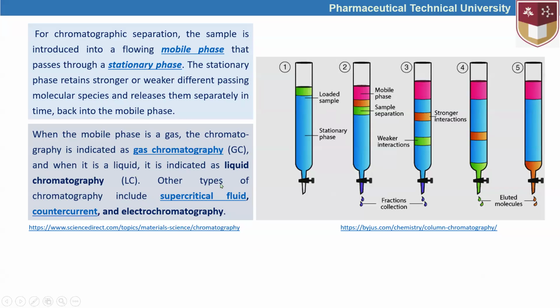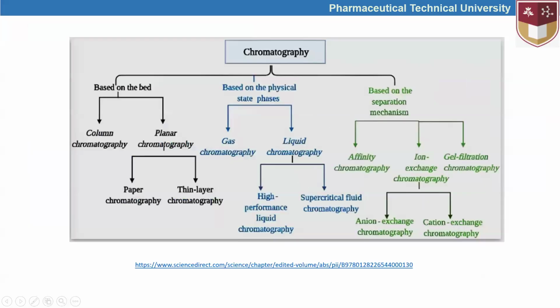Okay, and there are other types besides liquid or gas chromatography. Those other types include supercritical fluid chromatography, countercurrent chromatography, or electrochromatography. I recommend you find some info on YouTube or Google and learn about the differences among these types of chromatography compared to GC and LC. In our video lessons, we haven't covered these three chromatography types.